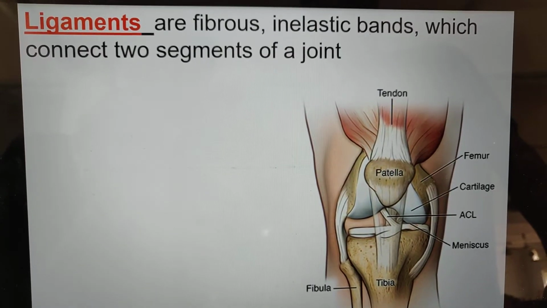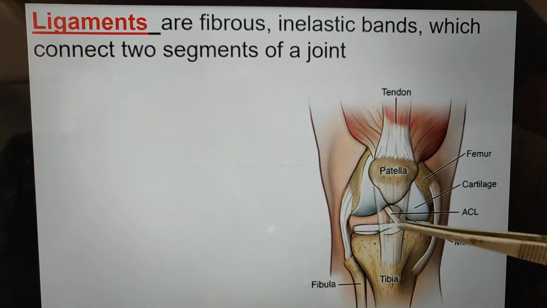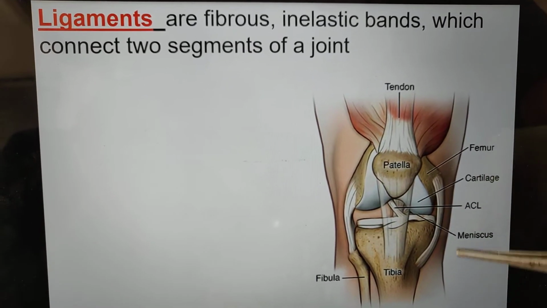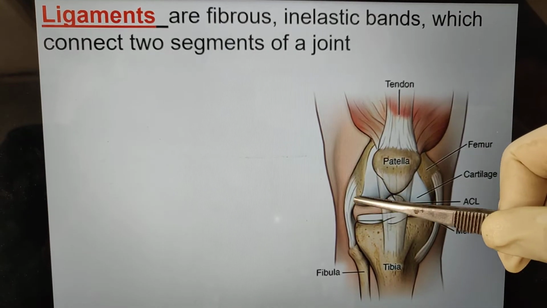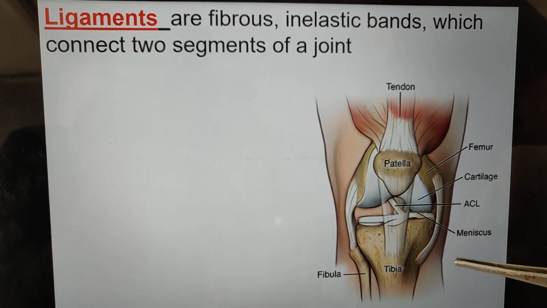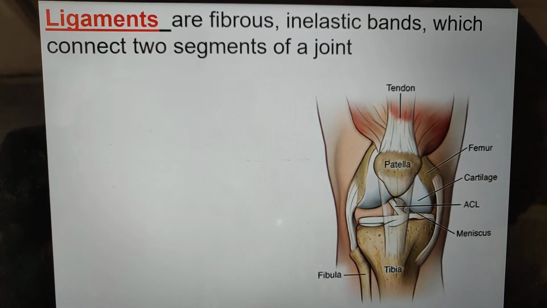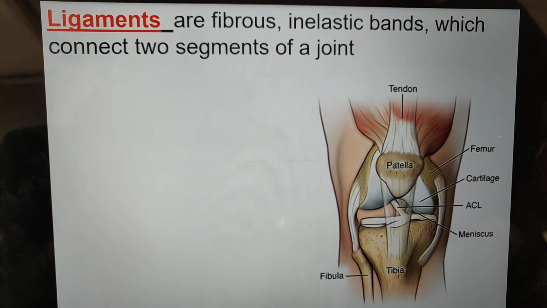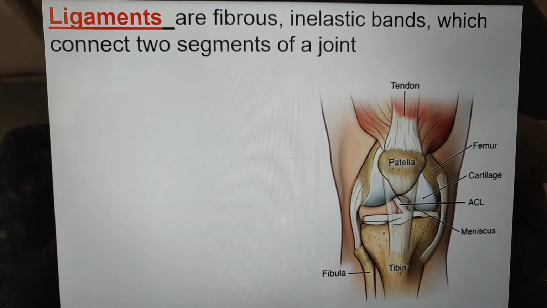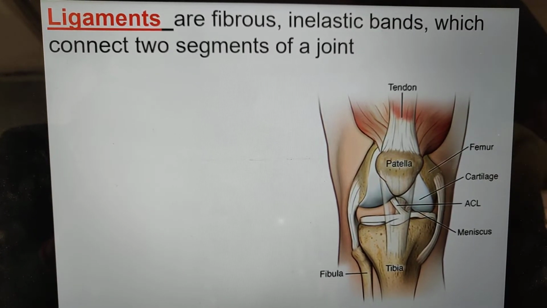Ligaments are fibrous and inelastic bands which connect the two segments of a joint. Here you can see the ligaments of the knee joint: this is the fibular collateral ligament, this is the tibial collateral ligament, and the anterior cruciate ligament. These are the ligaments, fibrous and inelastic bands which connect the two segments of the joint. Basically, ligaments prevent over-movement of the body.